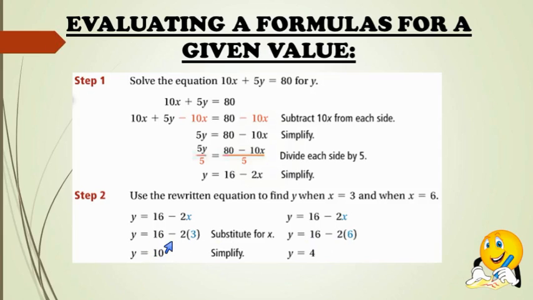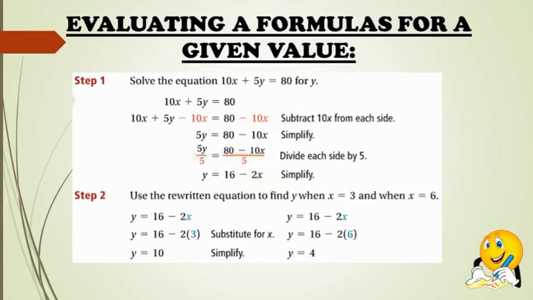So 16 minus 2 multiplied by 3. 2 times 3 is 6. When we take 6 away from 16, that equals 10. So in this formula, we know the value of x is equal to 3 and our y value is 10. Same thing for this formula, where we know that x is equal to 6. We input that into our formula and simplify for y to equal 4 when x is equal to 6. If you have any questions regarding evaluating a formula for a given value, please let us know.